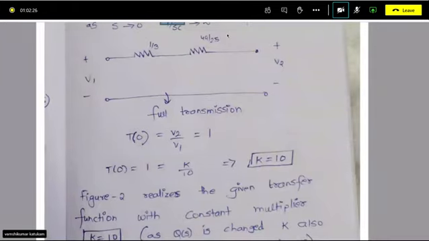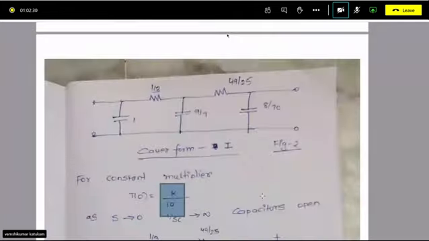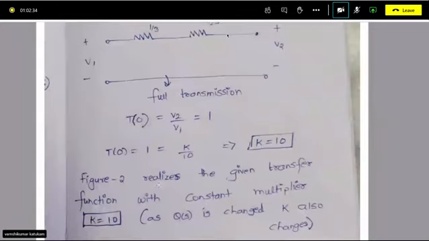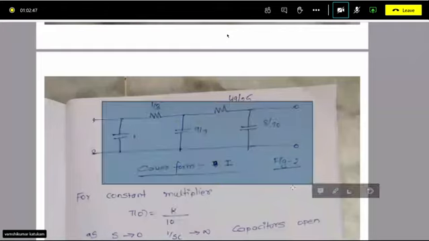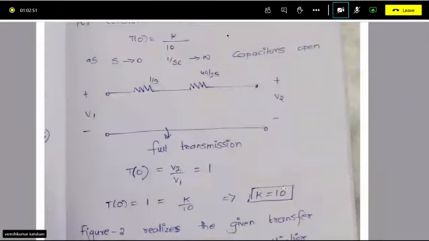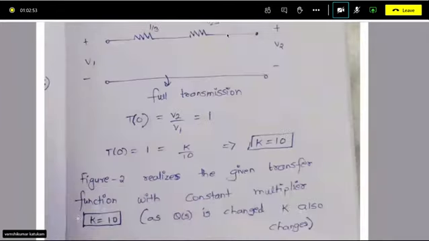Okay. Now this is your figure 2. Now figure 2 realizes the given transfer function with constant multiplier K equal to 10. So this is your realized network. But what is the value of K? K is 10. So figure 2 realizes the given transfer function with constant multiplier K equal to 10. Okay, and this is your synthesized network.